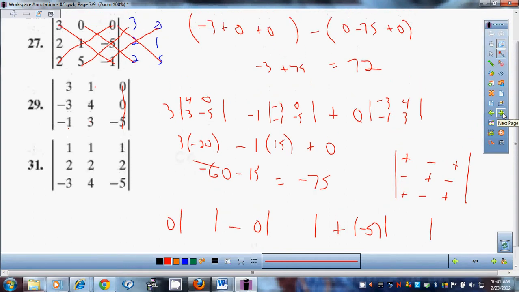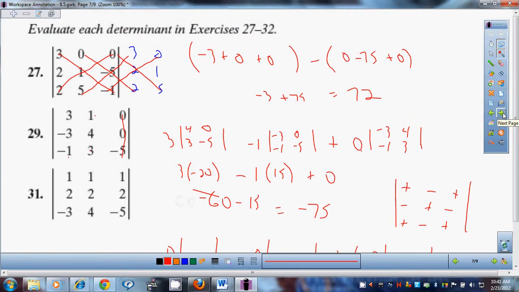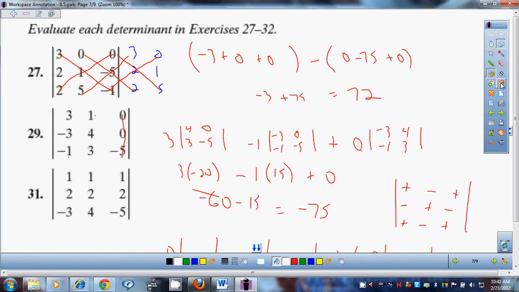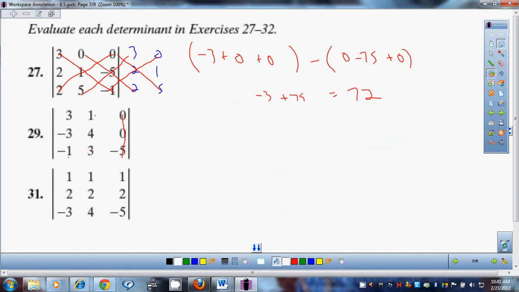Okay, so why don't you try to find the determinant of number 31, and I'll see if you get the right thing. 31. Excellent. Now I'll leave that example at the top for you to reference. The sum of the first 3 minus the sum of the second 3. You're finding the determinant of number 31.